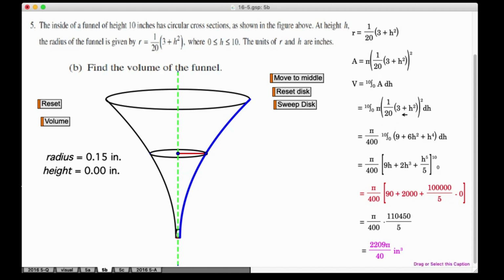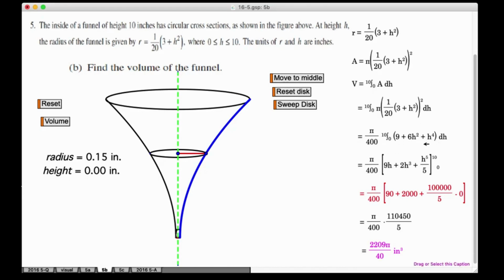And then what I'm going to do, this is a binomial, and I've got to square it. If you don't know how to square it, you just write it on the side, 3 plus h squared times 3 plus h squared, and multiply it out. And you would get 3 squared or 9. Double this term, it's just 6h squared, and h squared squared is h to the 4th. Okay, so this was just cleaning up the algebra.